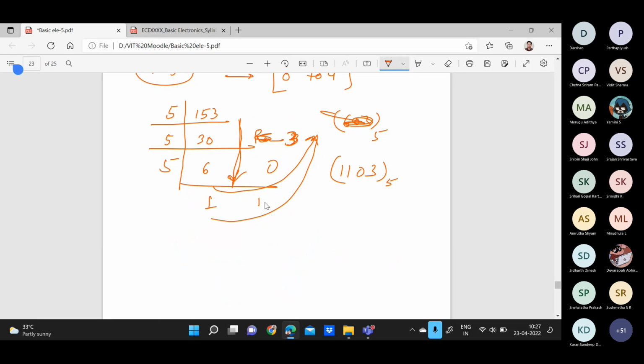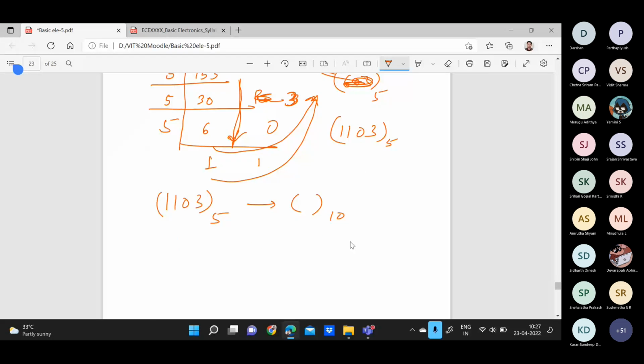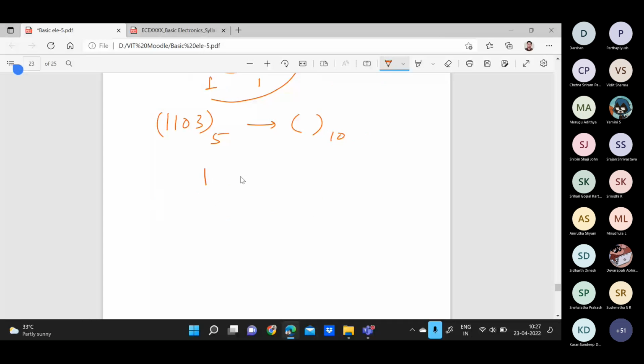Now, for example, in the same question, I gave you 1103 in base 5. Can you tell me the number in decimal? How can you do it? Just write down this number 1103. Write down its place values. For example, this is 0, the next place value is 1, this place value is 2, this place value is 3.